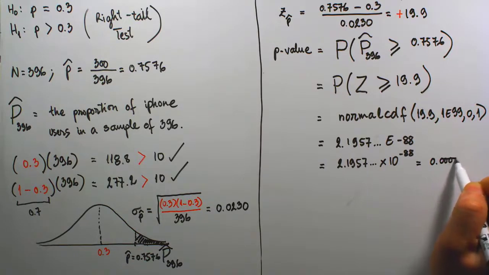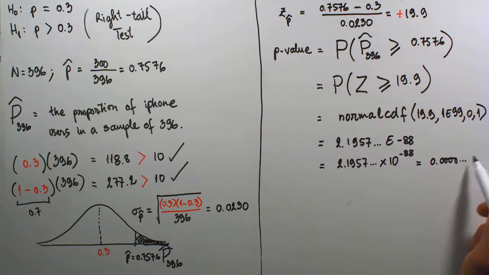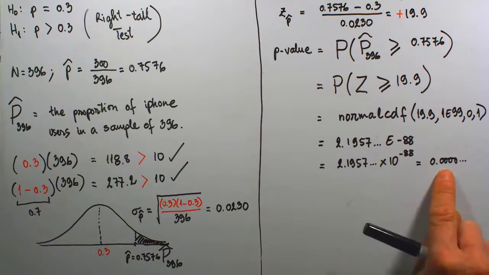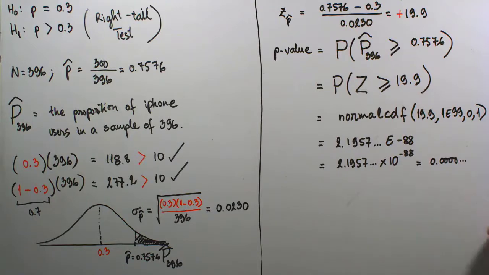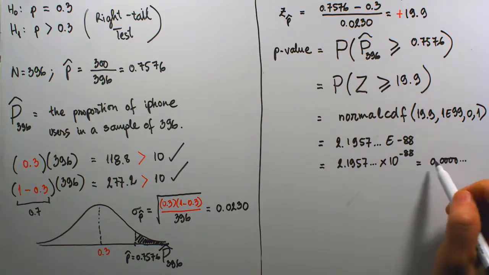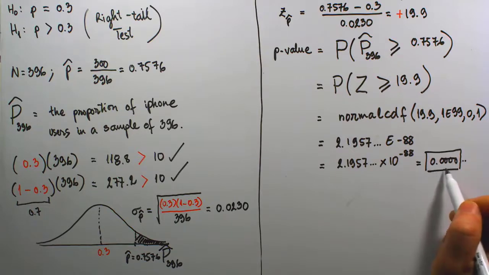Which in decimal really means 0.0000 and a lot longer. All of these telling values are 87 zeros before the 88th one being the non-zero digit. And so now rounding to 4 decimal places, our final p-value is concluded to be 0.000.